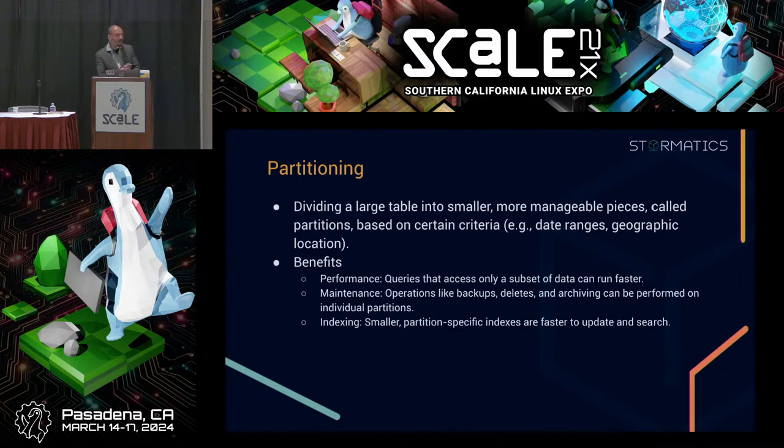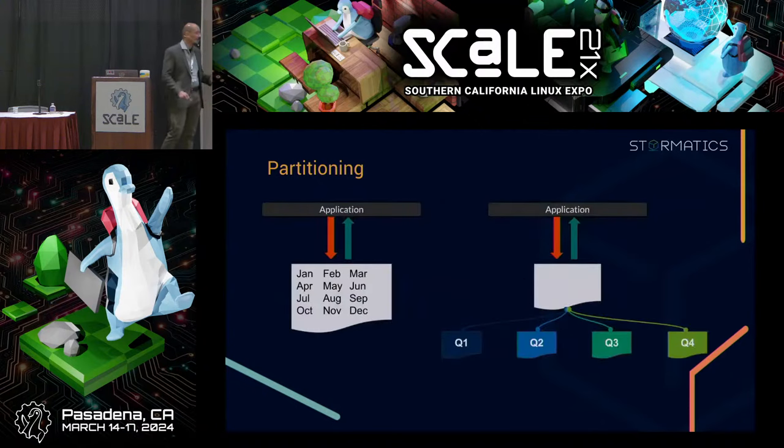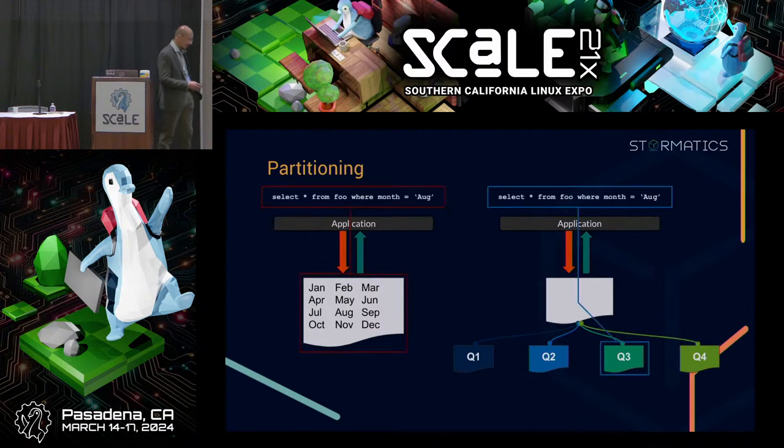And the benefit that you can get is that queries are going to perform better, maintenance is easier, and indexes also perform better and are smaller. An example, again, visually speaking, let's say you've got an application that writes time series data, and you have data for the entire year. One way to possibly partition it is by quarter, which is what is being done over here. So think about these four partitions as the first quarter, second and third and fourth quarter.